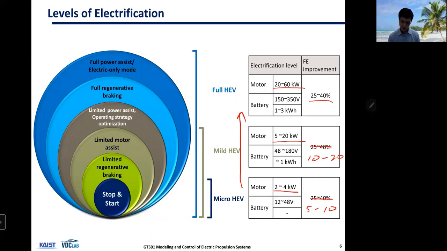But of course, micro hybrids are cheaper. Full hybrids are more expensive. So you are paying for these components upfront, and you get fuel economy and you save fuel. Micro hybrids or conventional hybrids are cheaper, but you will have to pay a little bit more for the fuel consumption.